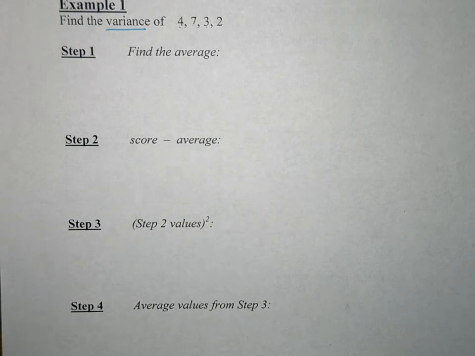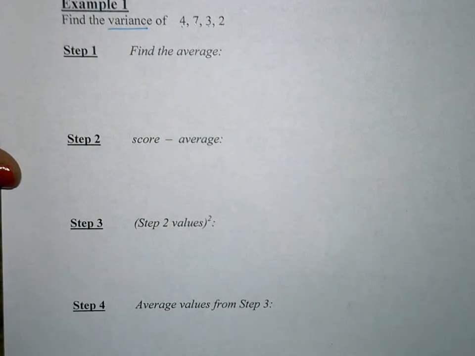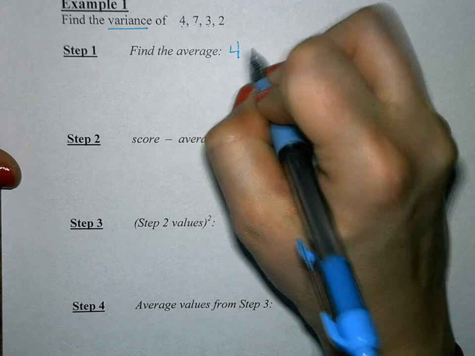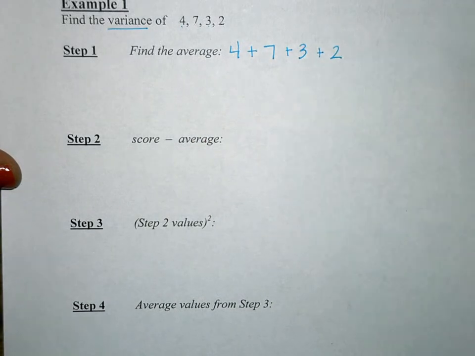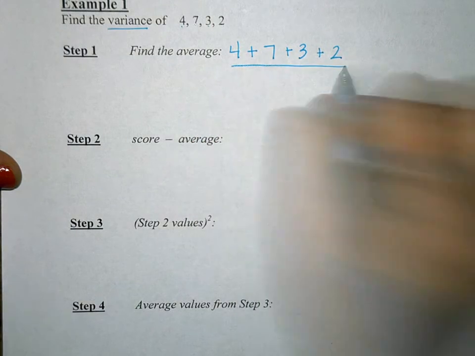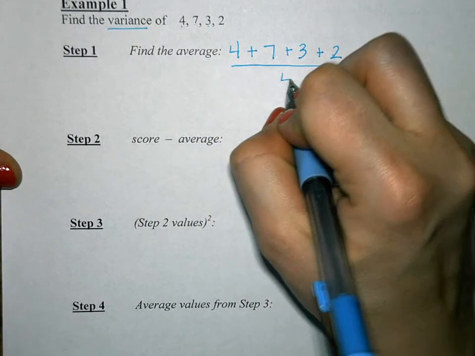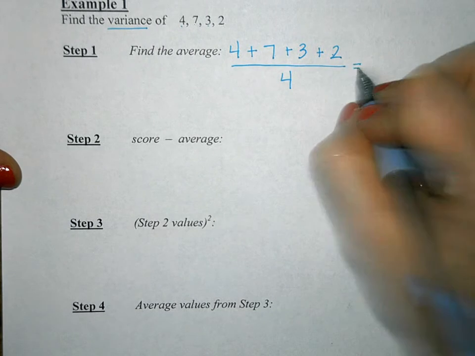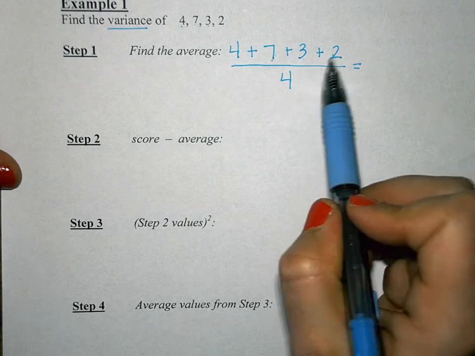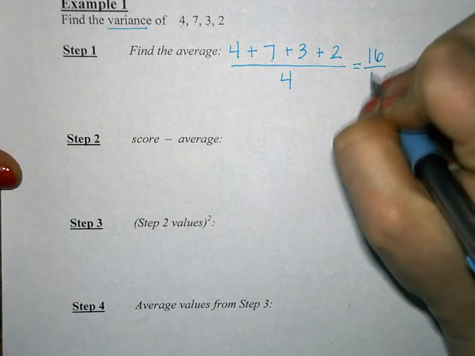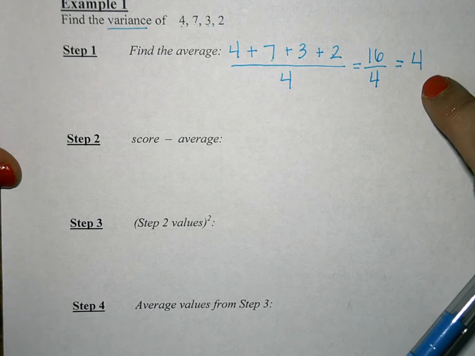So step 1, we're going to find the average. Remember, the average or the mean, you take each one of your data and add them together. So 4 plus 7 plus 3 plus 2. And then we divide by how many we get. So there's 1, 2, 3, 4. So we're going to divide by 4. 4 plus 7 gives me 11, plus 3 is 14, plus 2 is 16, divided by 4, which equals 4. So my mean is 4.